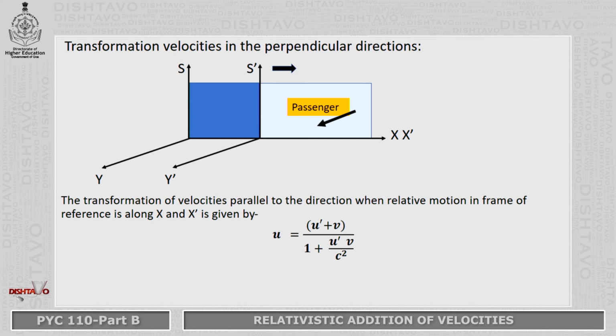Now, we have seen the transformation of velocities in the x direction. The frames of reference were moving all the time in such a way that x and x prime were coinciding. Now, we will keep the two inertial frames of reference moving along x and x prime, whereas our passenger is moving parallel to the y prime axis. Now, in this case what would be the transformation of velocities?